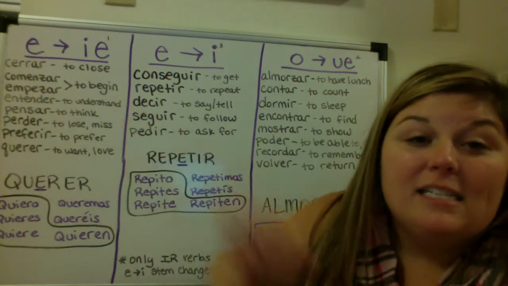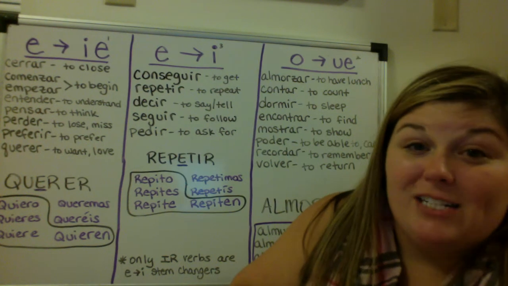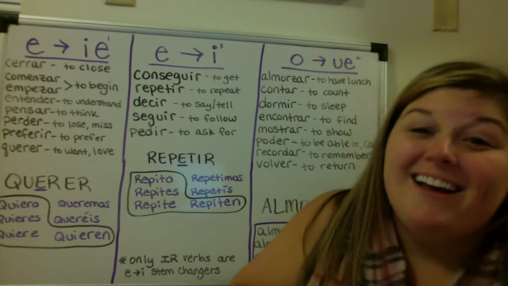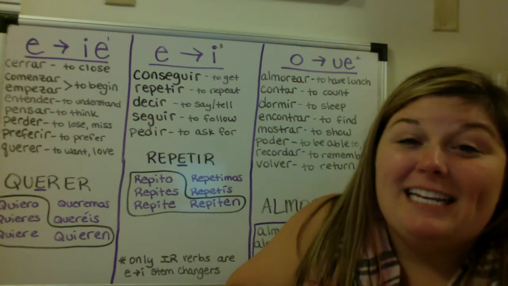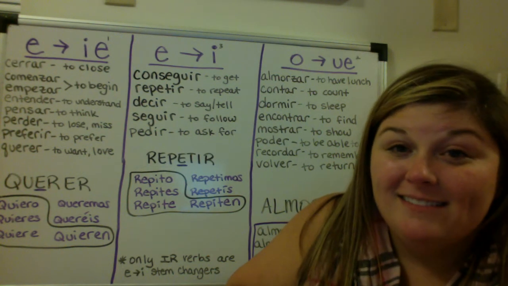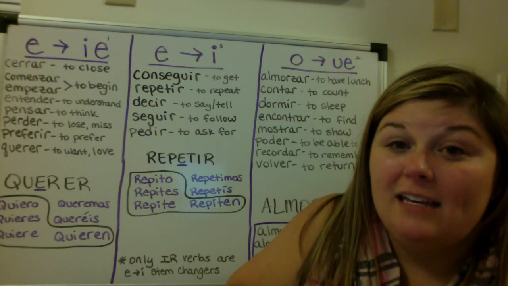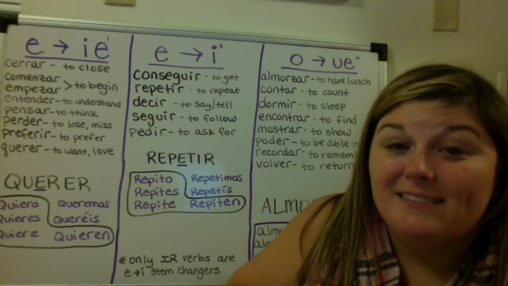All right, our next verb means to understand. Do you understand stem changing verbs? Maybe not yet, but you will. All right, so, repiten, entender. Our next verb is to think, and that is pensar.